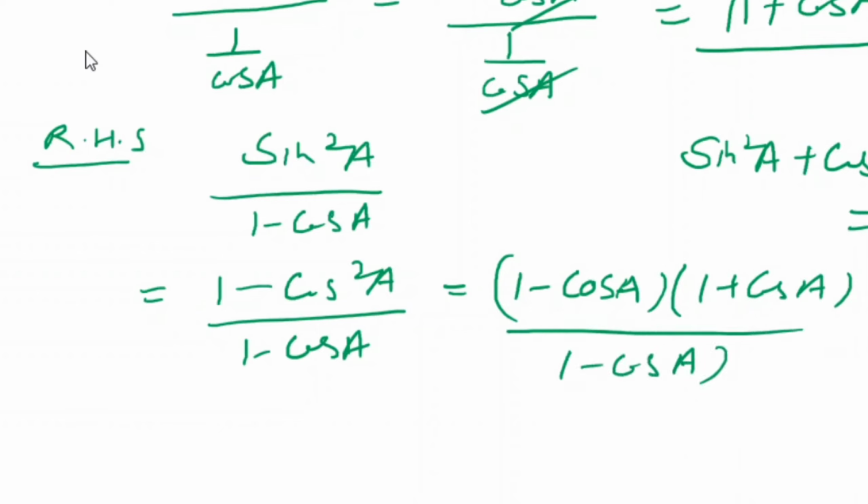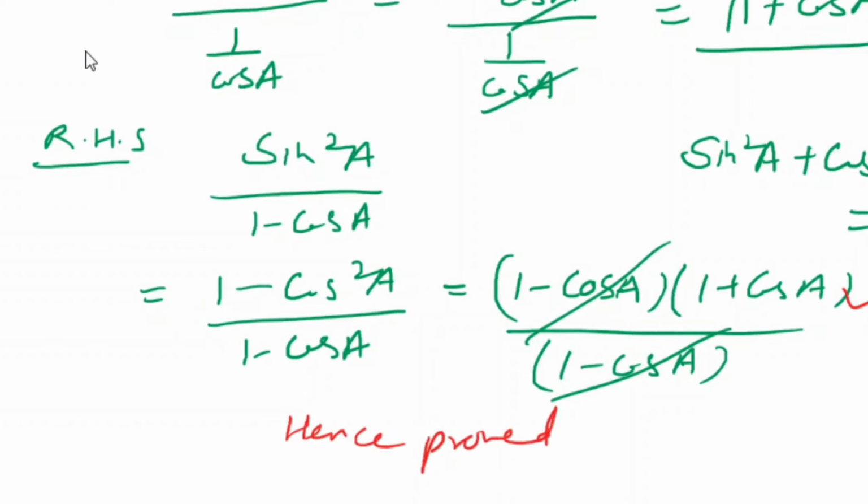So you can see this is a common term, it gets cancelled. So here on the right and the left side we have the same expression, hence proved. So you can write hence proved. Correct? So you can see how simple it gets. The only thing is we should not get stuck. If it is not possible, we can take the other side and we'll solve it.